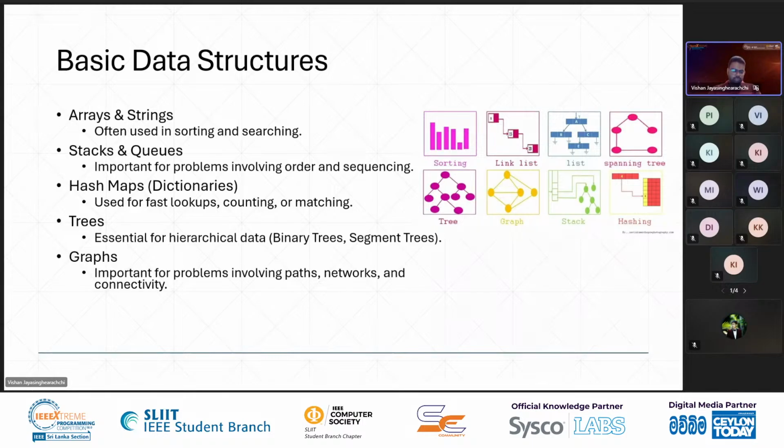That is, sorting strings, then rearranging strings, things like that. So then we have stacks and queues, right? Basically, they are used for problems involving order and sequencing, right? Dictionaries or hash maps, right? Basically, you use them for storing values as key value pairs, and for fast lookups, etc. Then you have trees and graphs, basically structures used for connected and hierarchical data, right?